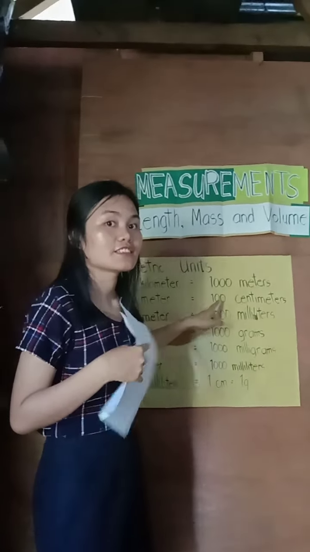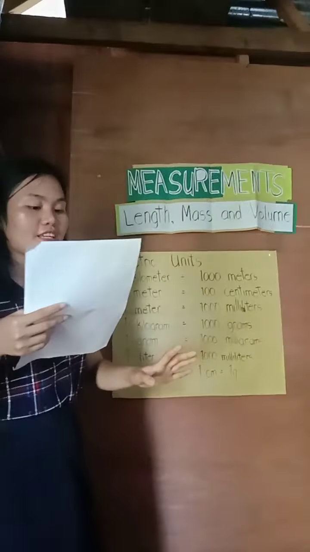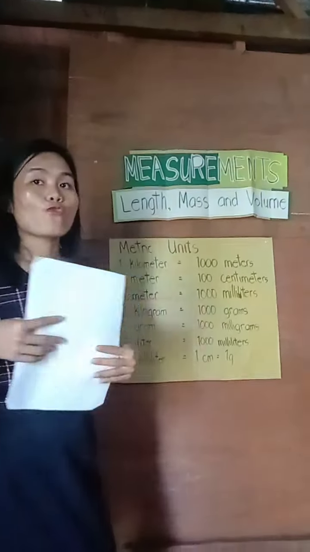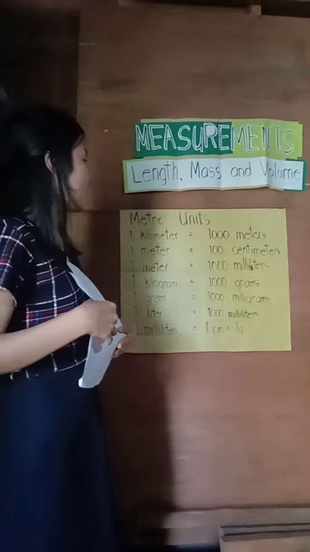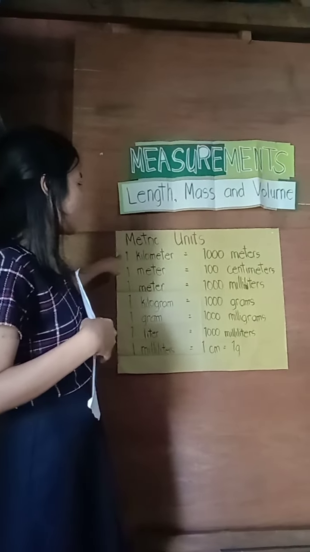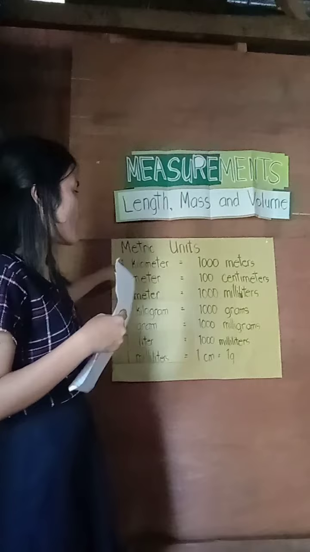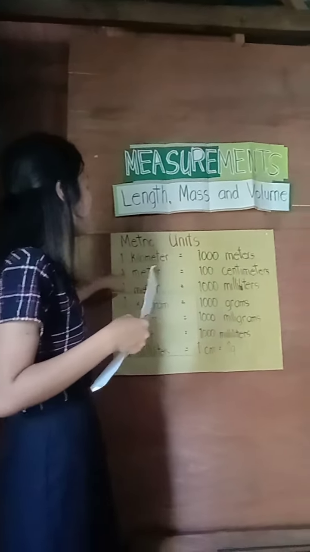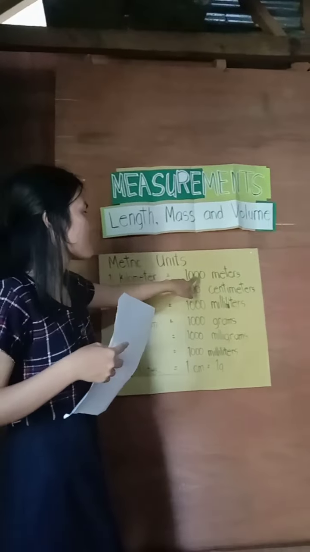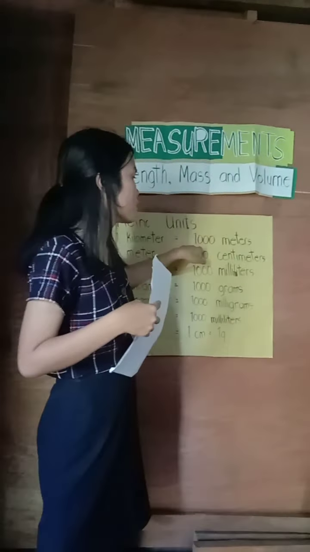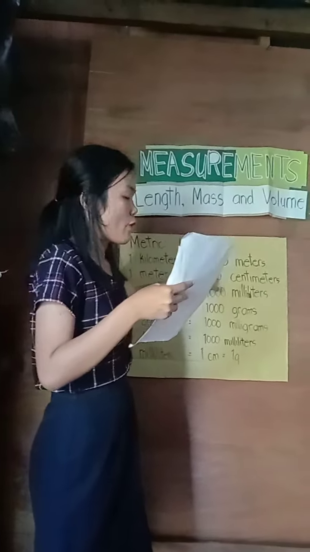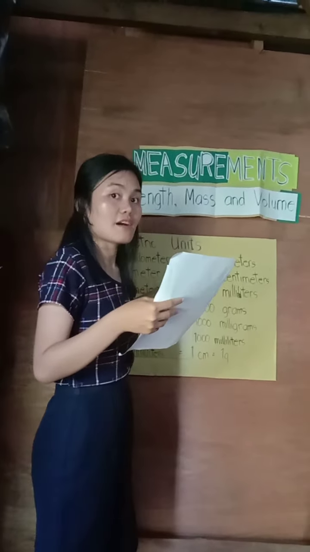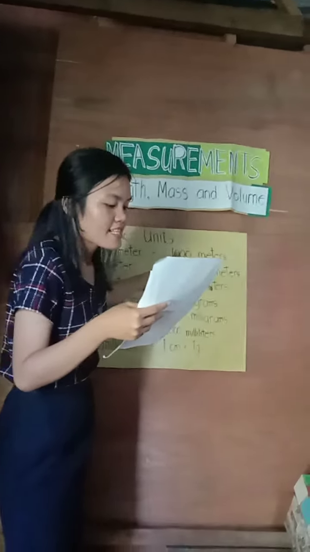Okay, so you're correct. How about 4 kilometers or 4,400 meters? So you have 4 kilometers and 4,400 meters. Since every kilometer is equivalent to 1,000 meters, if it is 4, this should be 4,000. Am I correct? Yes, very good.